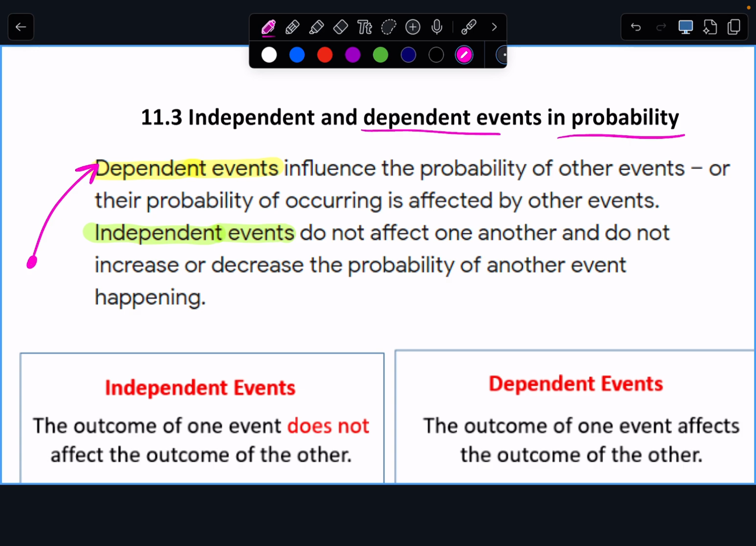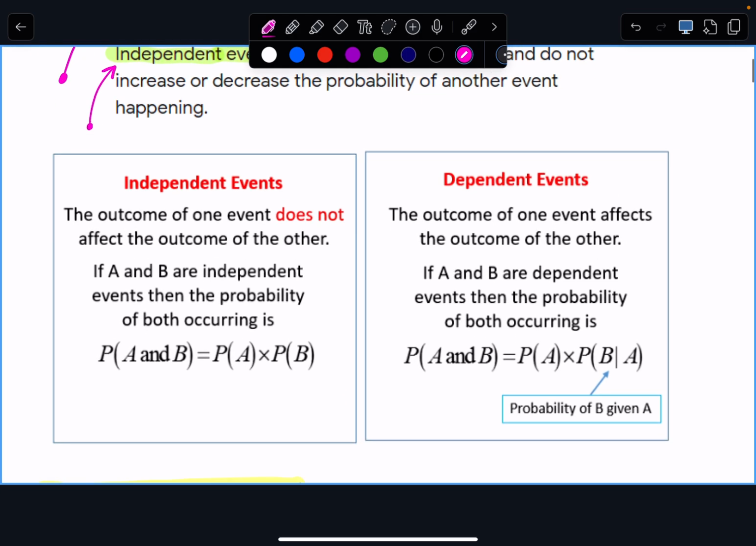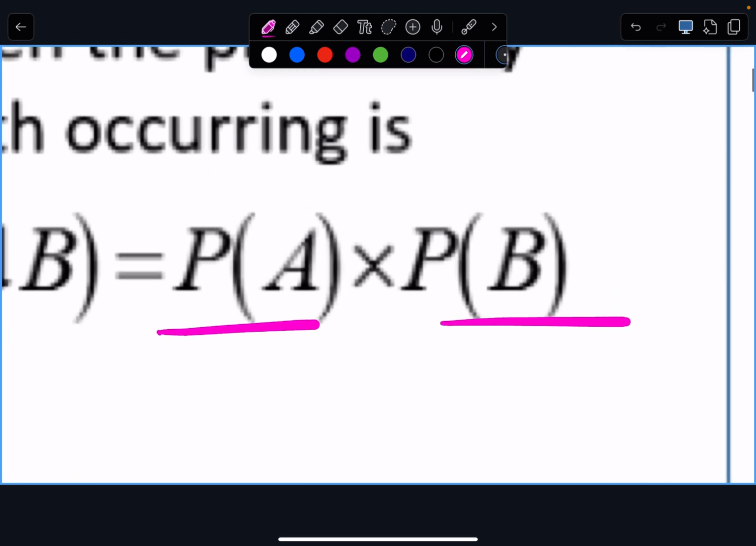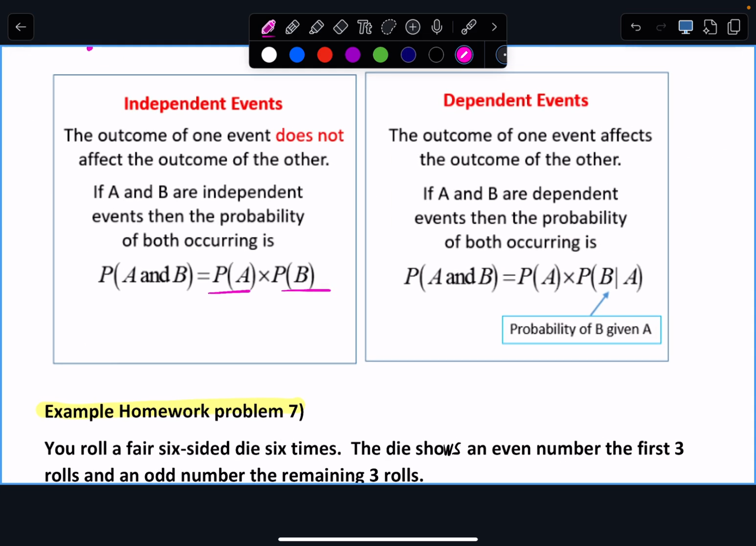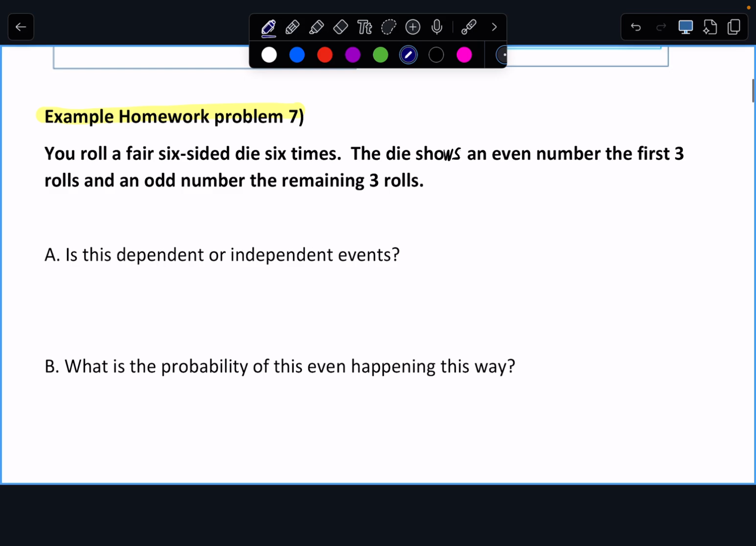Dependent events influence the probability of other events taking place. Independent events will not affect the probability of the next event happening. So it's really easy. You're just going to multiply each event's probability together. Then right here, this is the same thing. You're still just multiplying each probability together. You've just got to take into consideration that there's already an event that's happened. This is really overcomplicating it, so we're just going to get to an example.